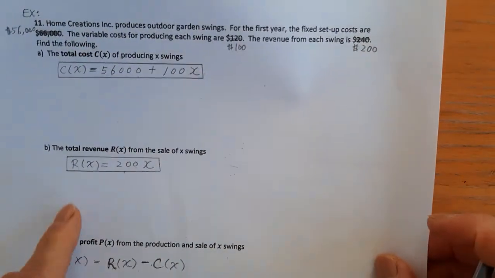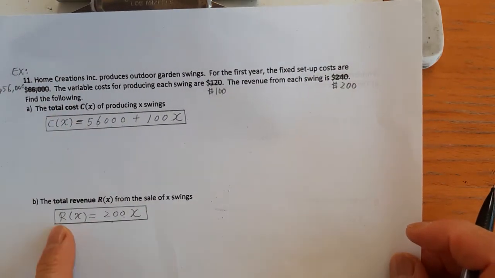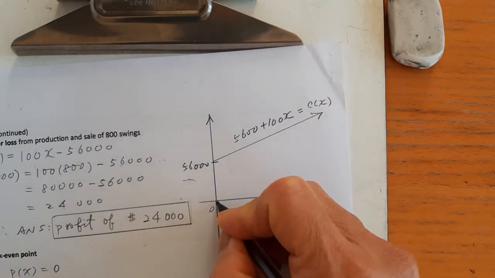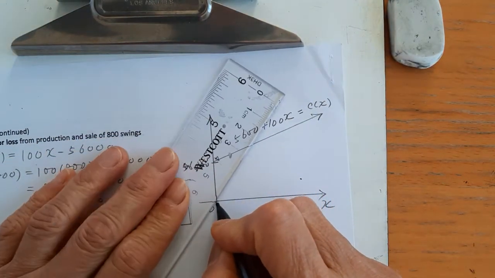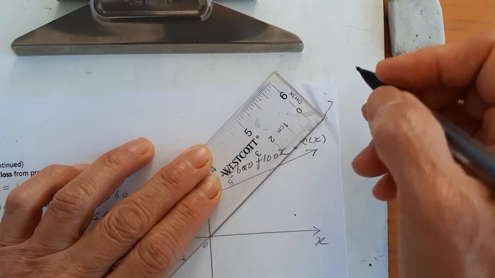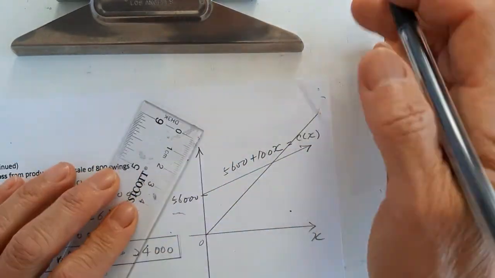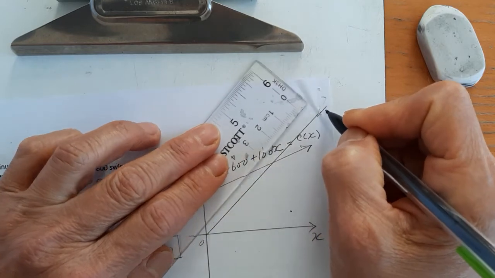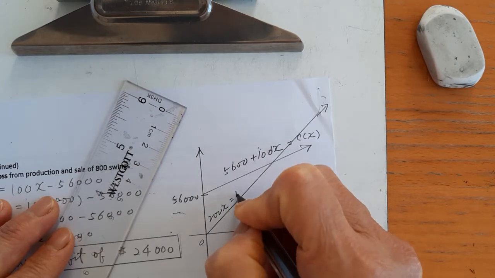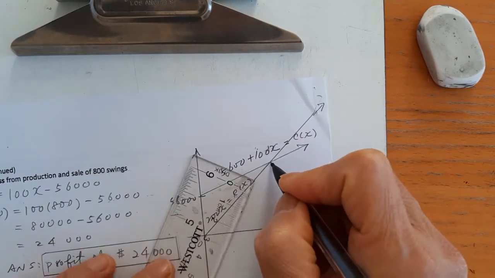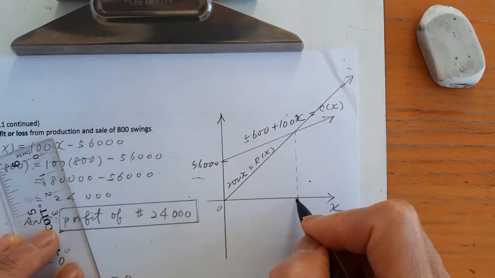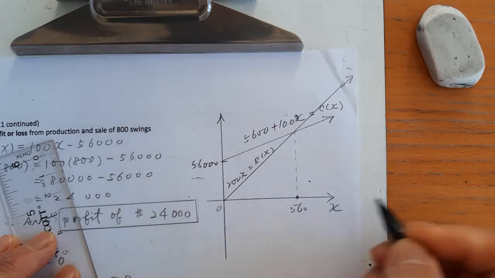And then your revenue is 200x, which starts at 0. When x is 0, it is 0, but each time it increases by 200. This is the revenue function, 200x. And this point is the break-even point. When the cost and the revenue are equal, this x is 560.